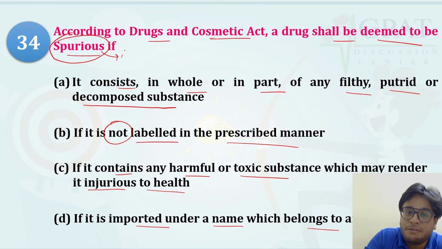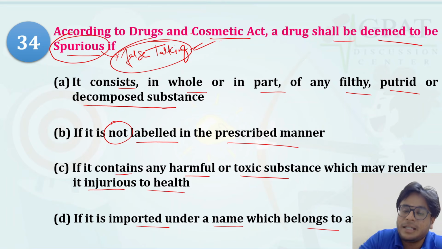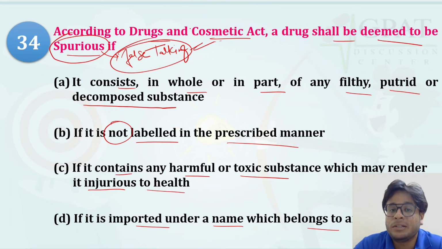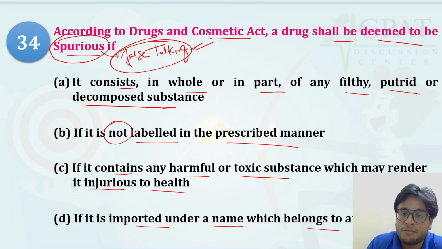So whenever there is false labeling occurring in any case, this is mainly related to spurious drugs. Okay, so in which option is false labeling mainly occurring? False labeling of the things related to the drug is what occurs in the case of spurious drugs.